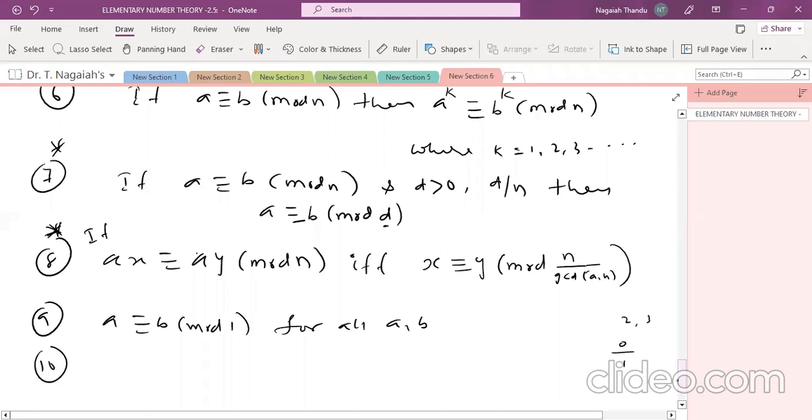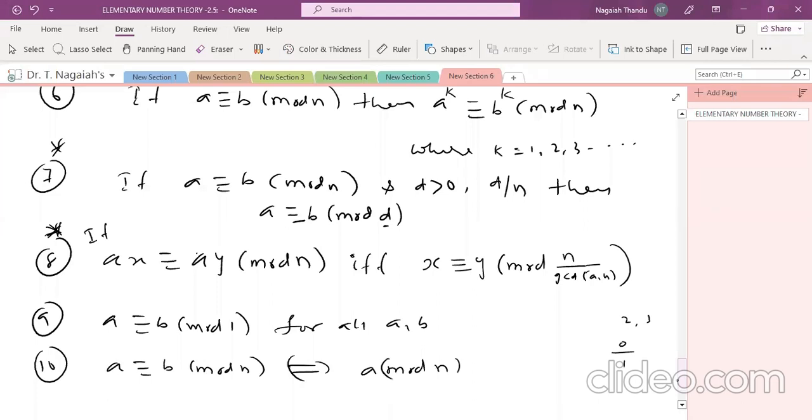The tenth one: A is congruent to B modulo n if and only if A modulo n is exactly equal to B modulo n.